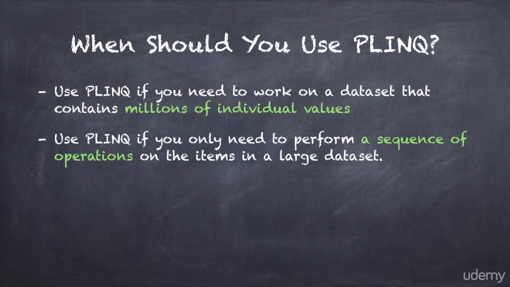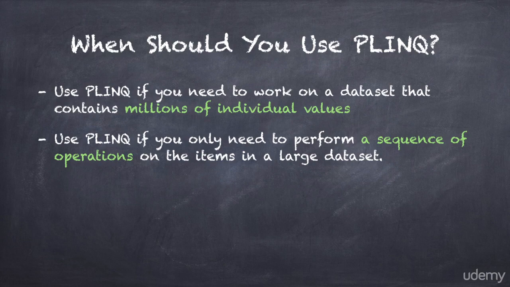We learned that you should use parallel link if you need to work on a dataset that contains millions of individual values. Another thing you should consider is that parallel link automatically creates the network of tasks to execute the parallel link expression. You have no control over how the task network is created.